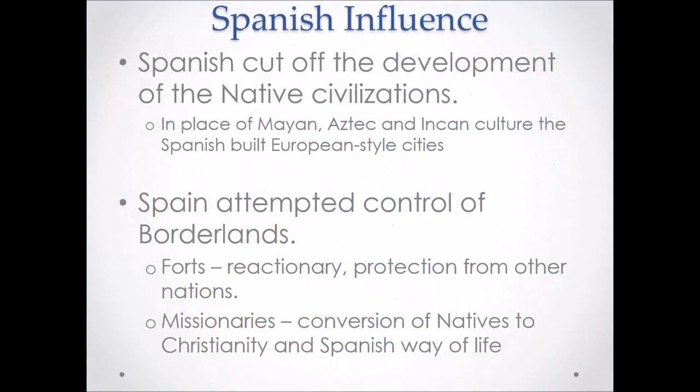So the first really important thing that we need to talk about in this is that the Spanish, as you remember, were the first ones here, and they really got the ball rolling with the colonization efforts, in particular in the Caribbean and in South America and in Mexico. And if you remember, they really cut off the development of these Native American groups and these civilizations, in place of the Aztec and Incan and even Mayan cultures.